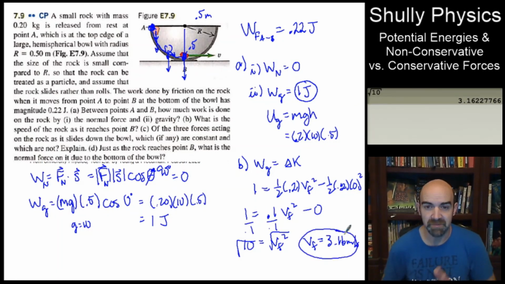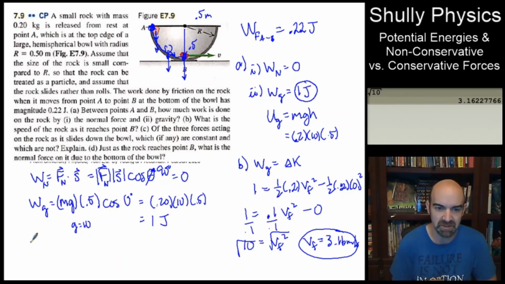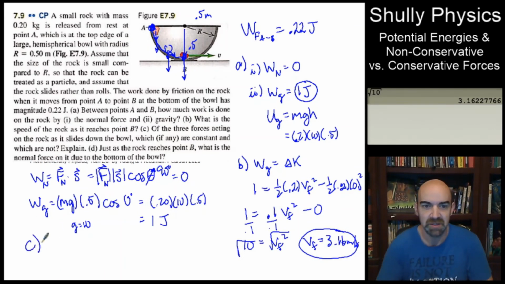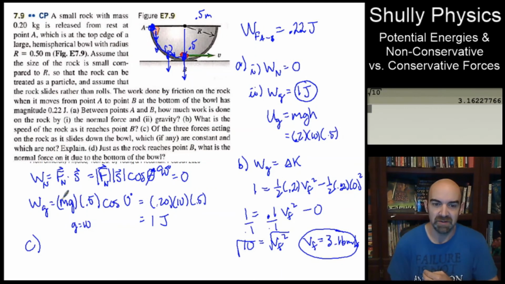Letter C, of the 3 forces acting on the rock as it slides down the bowl. This is a key question here. Very conceptual. Which, if any, are constant and which are not? Explain. All right, so we have the 3 forces. We've got gravity, normal force, and friction. Is gravity constant? Gravity is the weight, mg. Does m ever change? Does g ever change? They're always constant. So gravity is constant.